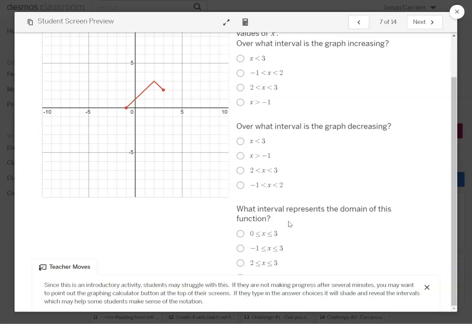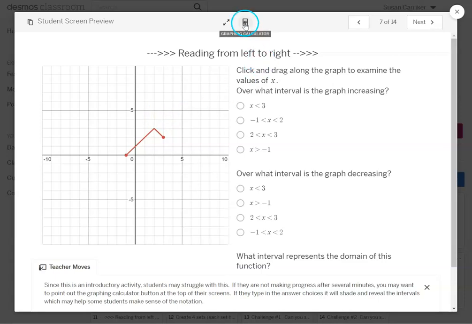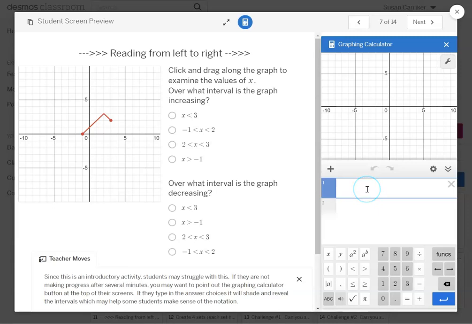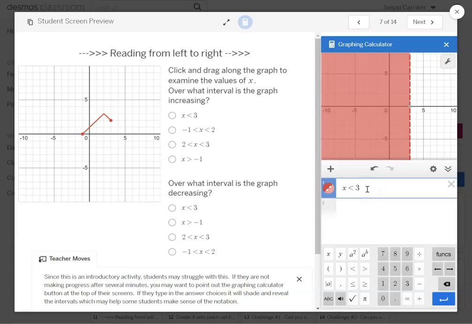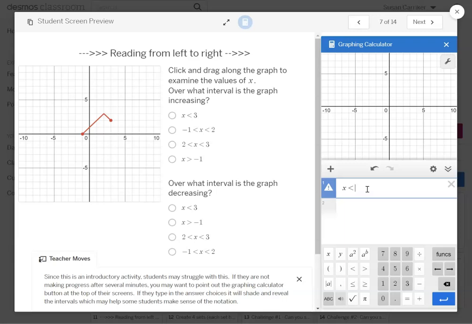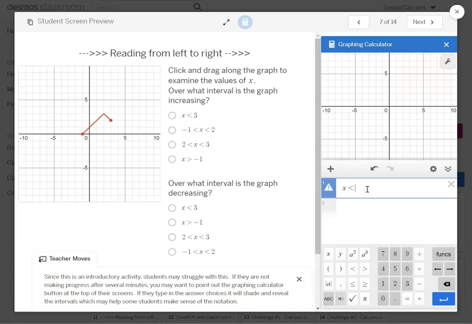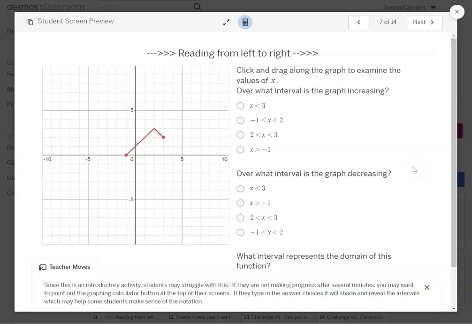But if your kids get stuck, like they're sitting here staring at this and they aren't even sure what it's saying, and that's going to happen with a few of your kids probably, I did include the graphing calculator. So when they click on this, they can type x is less than 3 or x is less than or equal. You put an equal sign right after that and it'll put that little bar. And they can look at the shading in the graph and see if that makes sense for the function that's in the graph.